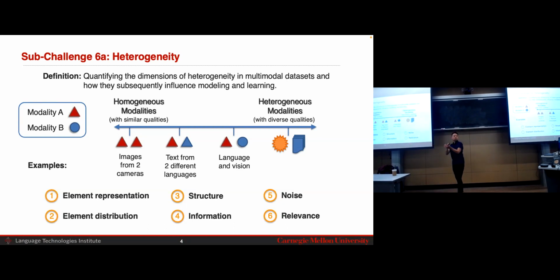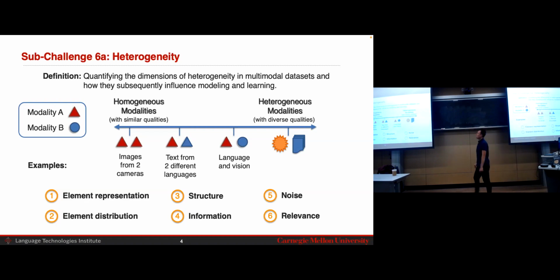Element representation. What are the most basic units within each modality? Element distribution. How frequently do these individual elements occur? How frequently are there words in a sentence? How frequently are there time steps in a time series sensor? The structure of the data. Language is hierarchical, related structure. Image is a more spatial structure. The information contained across modalities. The types of noise each modality is sensitive to. Language is sensitive to typographic mistakes. Audio is sensitive to misspellings, misspoken language. Relevance. So what information each modality actually provides in the context of some particular task.